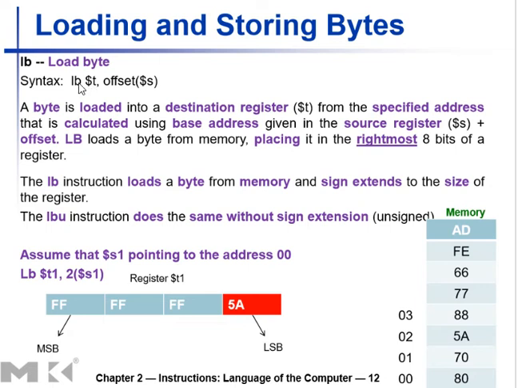A byte is an 8-bit data. The syntax of the load byte and store byte is given here. LB is for the load byte, followed by a destination register, an offset, and the base address. So the syntax is exactly the same as load word. Everything is the same, the opcode here is LB. That's the difference. LB loads a byte from memory, and it will be placed in the rightmost 8 bits of the register.